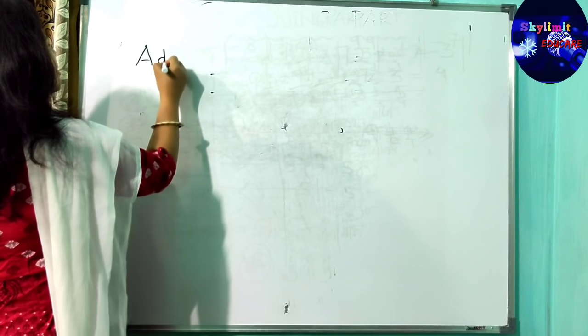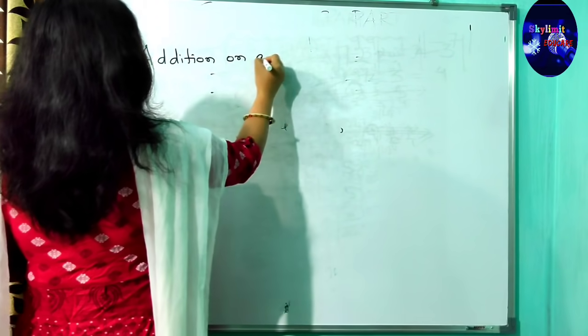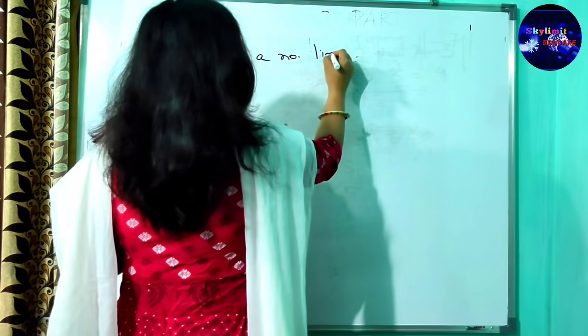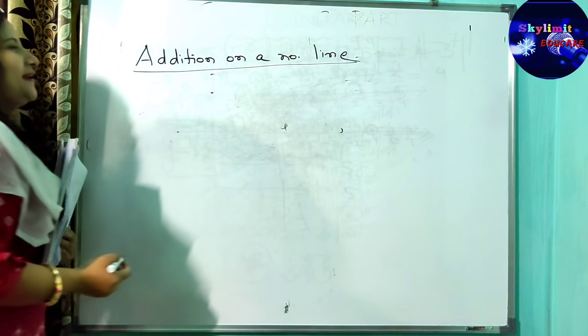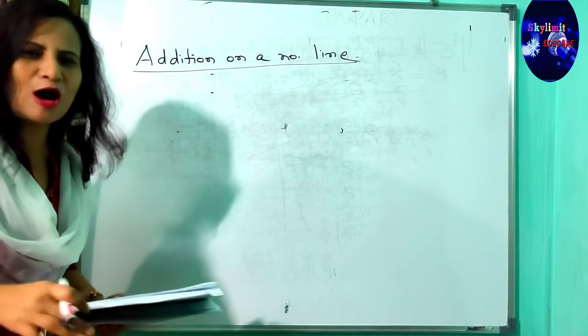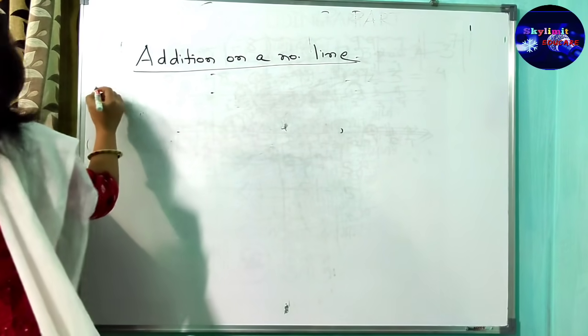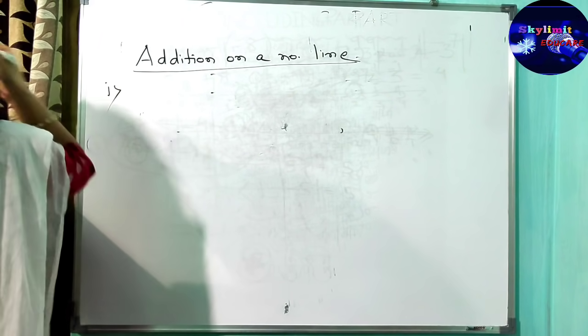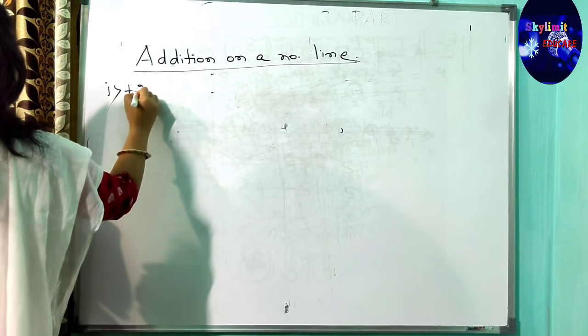Addition on a number line. How to add numbers on a number line? Already you have read how to add integers, yes or no? But how to add them on a number line? So let us practice that. Let me write down all the questions here. I have brought some questions for you. The first is +2, +3.